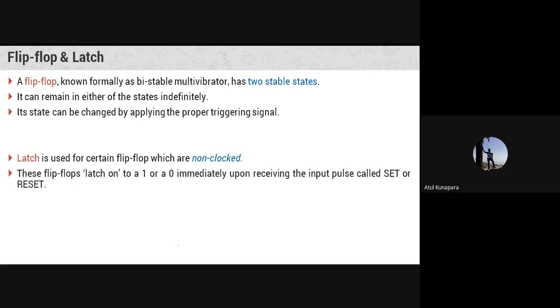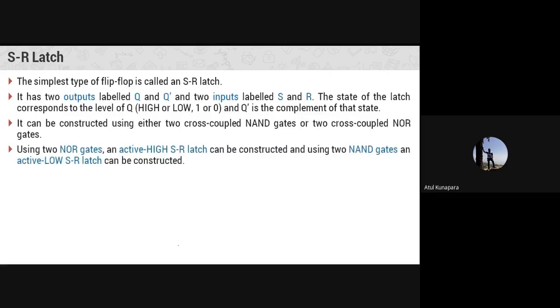And the flip-flop is going to latch on to 1 or 0 immediately upon receiving the input pulse called set or reset. That means in the flip-flop or latch, based on the input given, your output is going to be made to logic 1 or logic 0. When we are converting our output, let me just tell you here with an example, so it will be easy for you to understand.